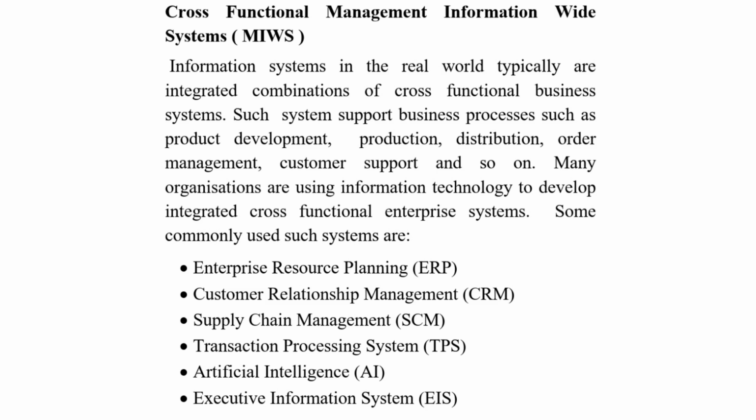The next topic will be cross-functional management information system. Information systems in the real world typically are an integrated combination of cross-functional business systems. It is not one system, it is an integrated combination of cross-functional systems. Integrated means a combination of many. Such systems support business processes such as product development, production, distribution, order management, customer support, financial management, and so on. Many organizations are using IT to develop integrated cross-functional enterprise systems.